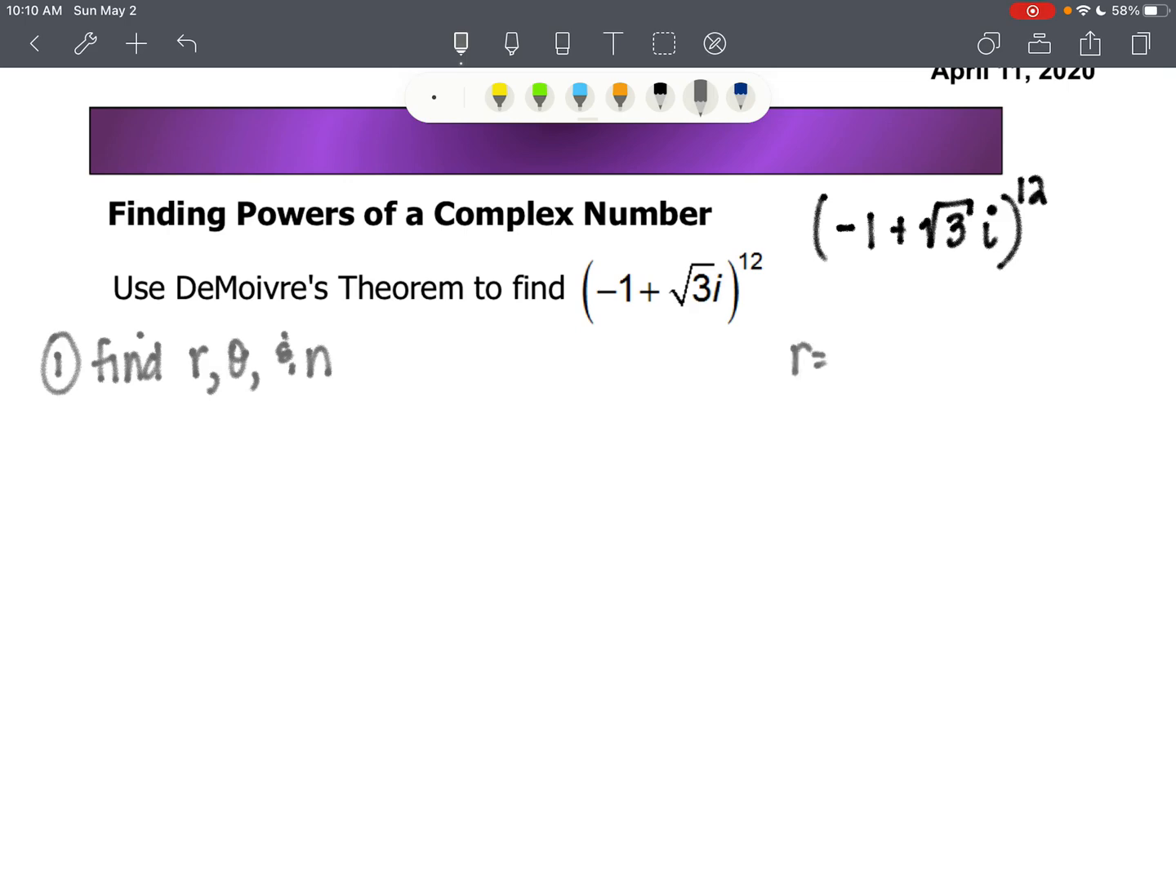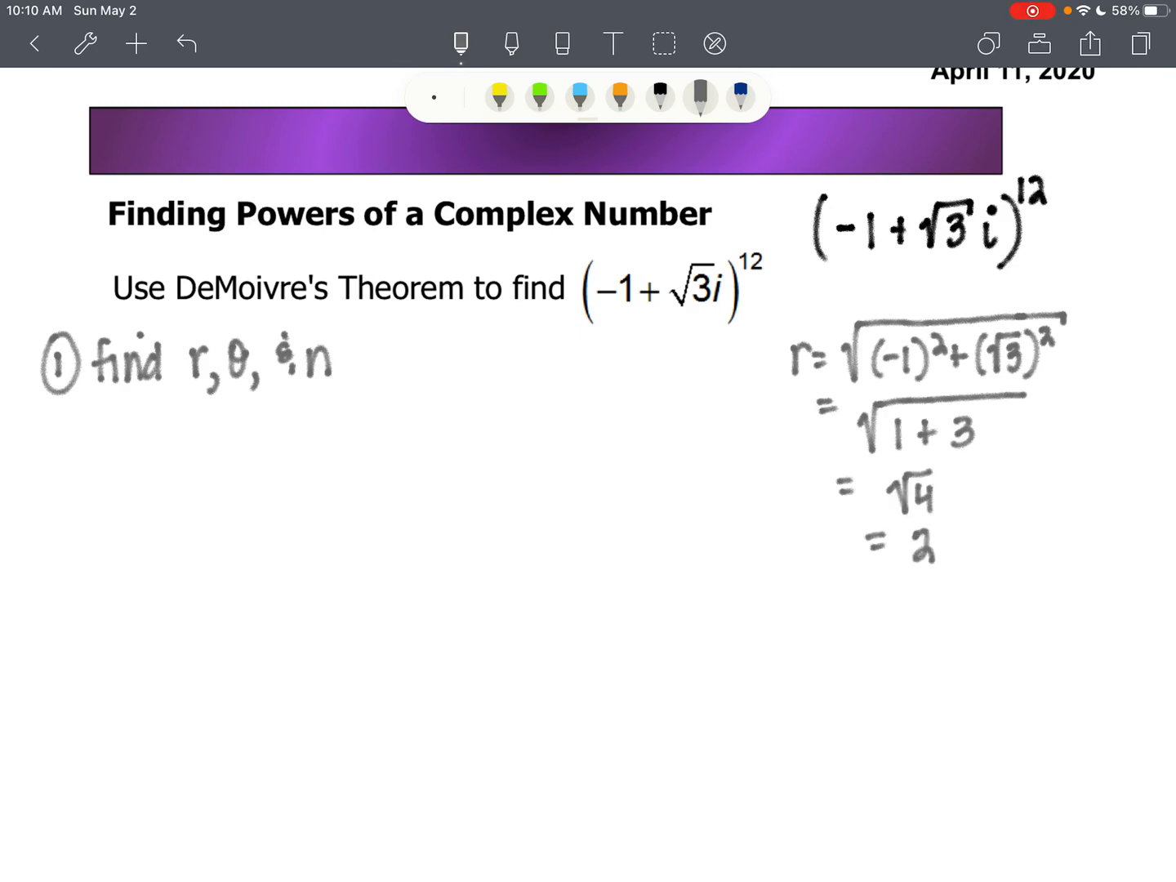So we remember how to find r. r is equal to the square root of a squared plus b squared, so -1 squared plus the square root of 3 squared. And -1 squared is 1. And the square root of 3 squared is 3. And 1 plus 3 is 4, so the square root of 4 is equal to 2. And that's what r is equal to.